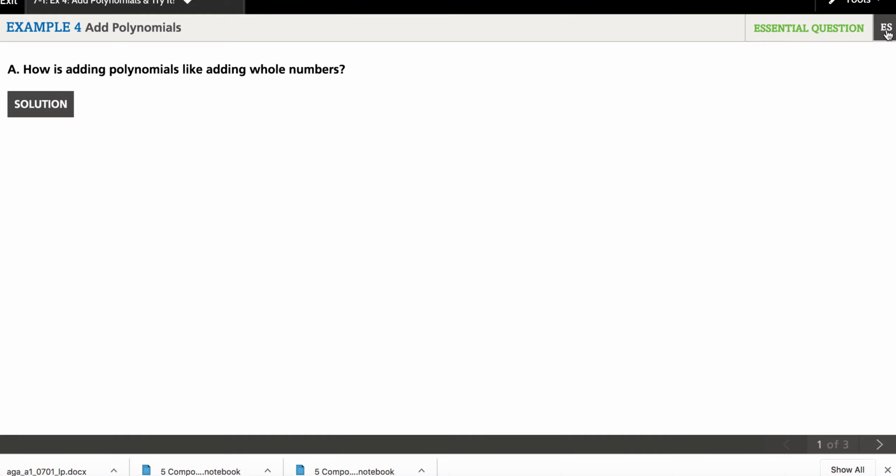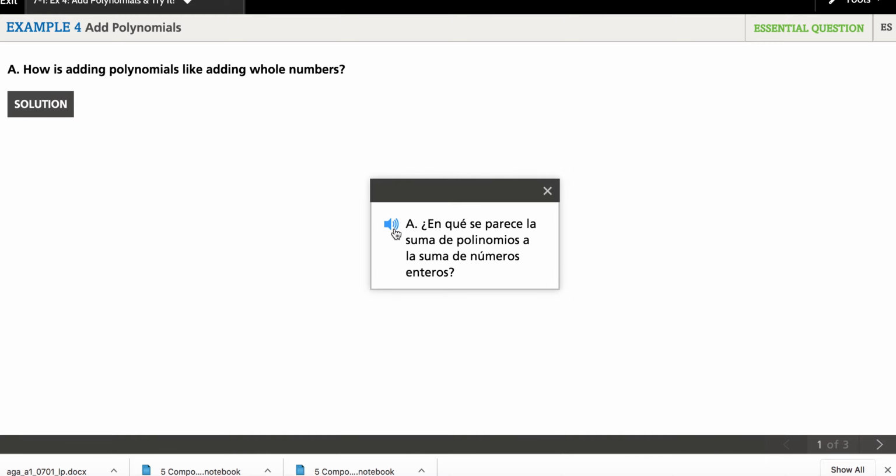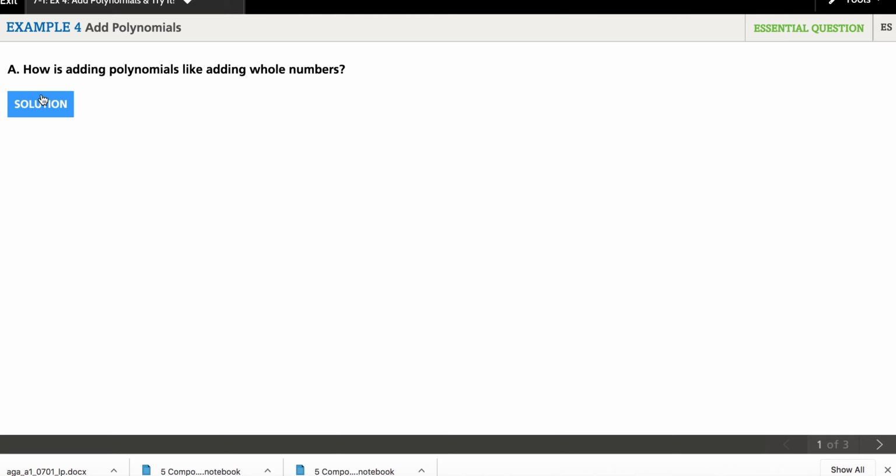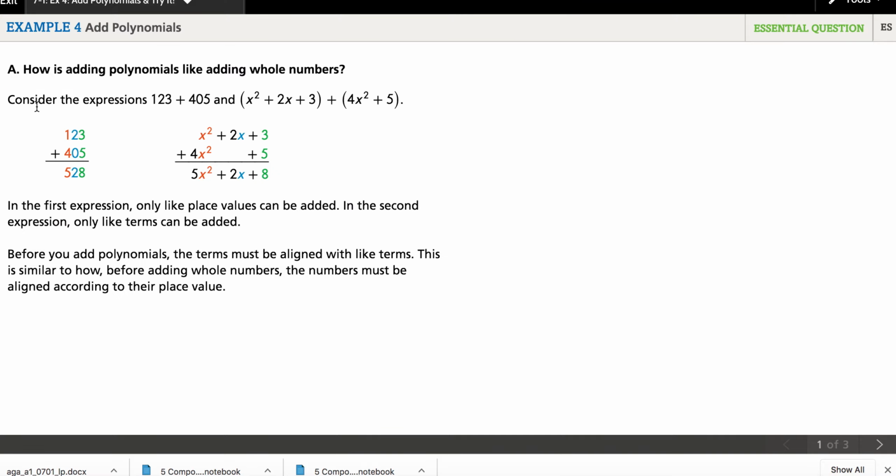Now let me put in Spanish version the problem. ¿En qué se parece la suma de polinomios a la suma de números enteros? How is adding polynomials like adding whole numbers? Okay, let's see the solution, how adding polynomials is like adding the whole numbers.